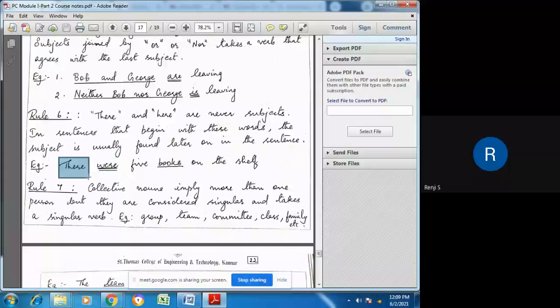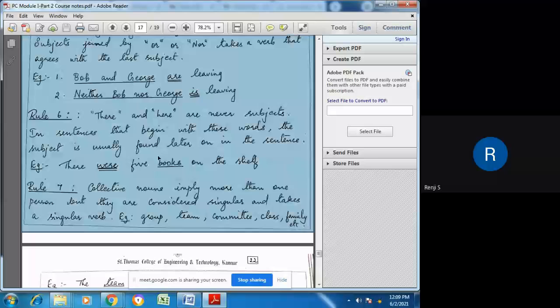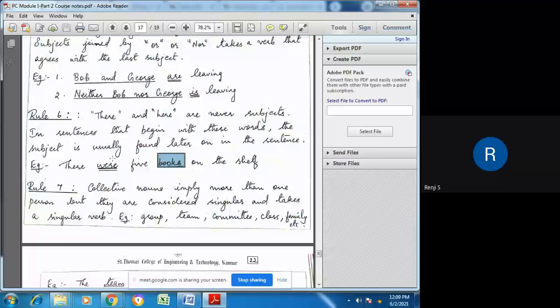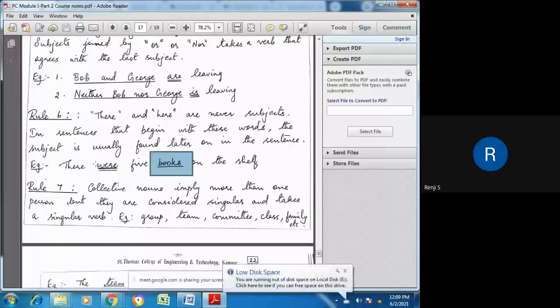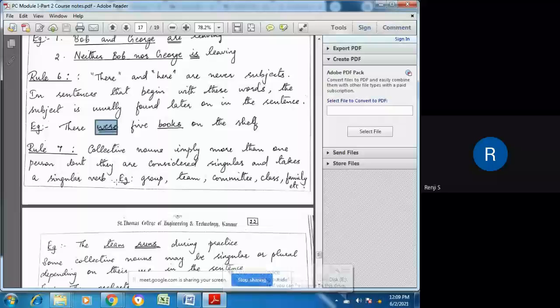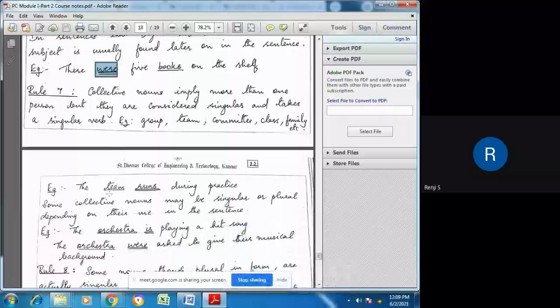So don't consider this as the subject, because there and here are never subjects. You have to find out the subject in the rest of the sentence. We found that we are speaking about the books. So books is the subject and this is the supporting verb. If it was singular, we would have used was. Since books is plural, the verb here should be plural. So you have to use were. So that is about rule 6. Now, rule 7.